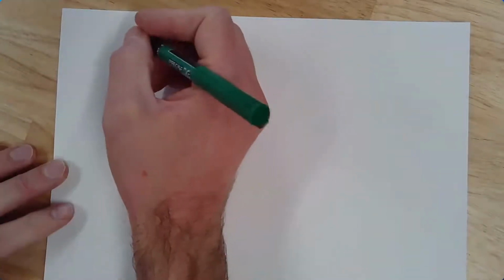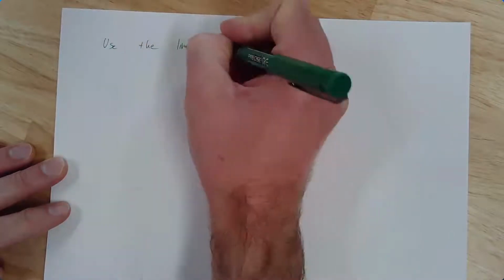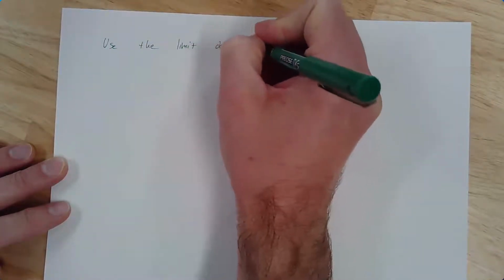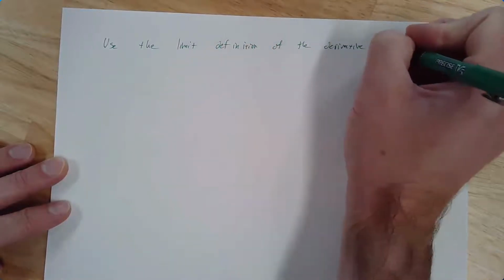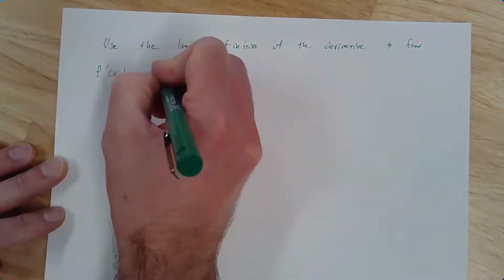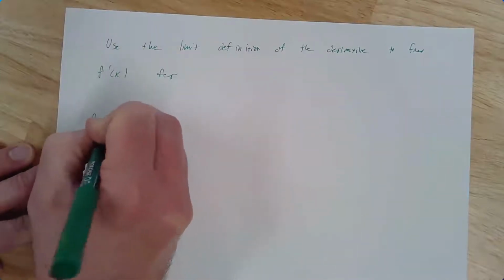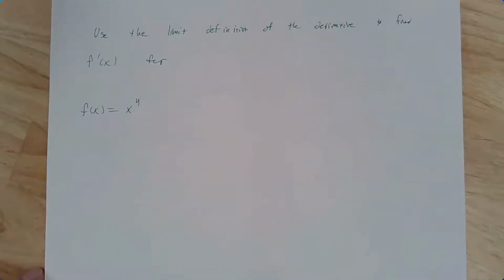So let's talk about the power rule. I don't think we said this in this class yet. Well, let's do the following. I'm going to use a limit definition of the derivative to find the following. Let's see, f prime of x, let's start with f of x equal to x to the 4th. Now, I'm betting most of you know what the answer is here. Probably everyone knows. It's great.